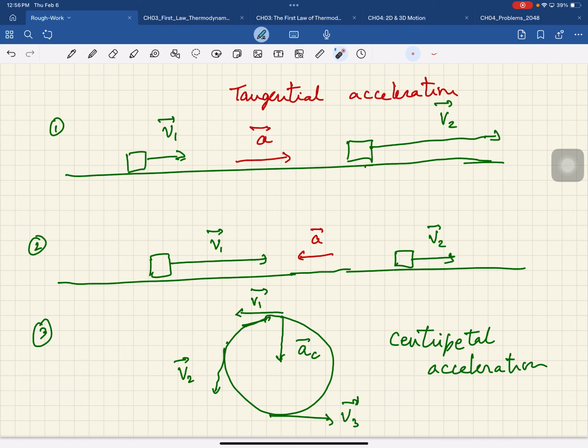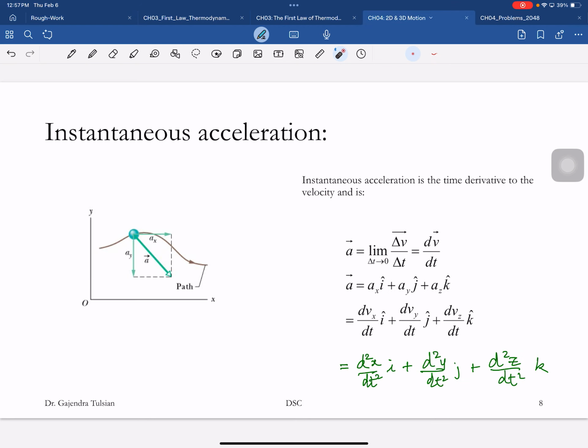So I gave you two extreme examples, when only the magnitude is changing and when only the direction is changing. Of course, you can have a combination of the two. When only the direction changes, the acceleration is perpendicular to the trajectory. In this case, it's tangent to the trajectory. You've got to remember that, and you will see that several times over the course of this and the next chapter. So here is the acceleration.